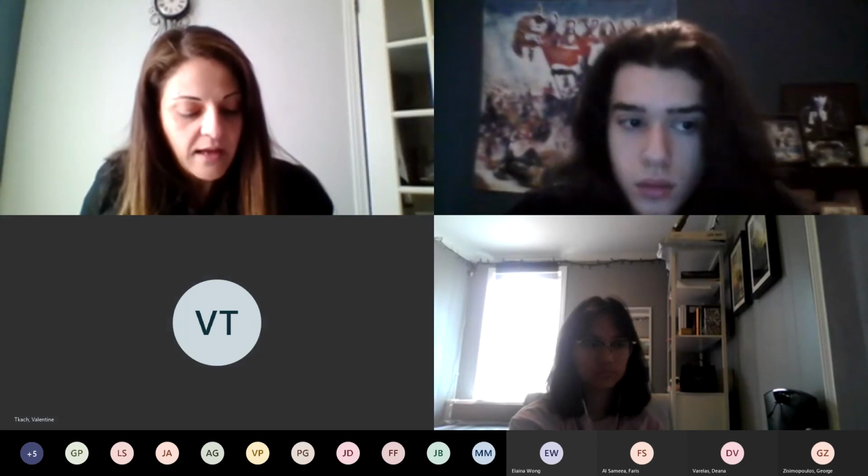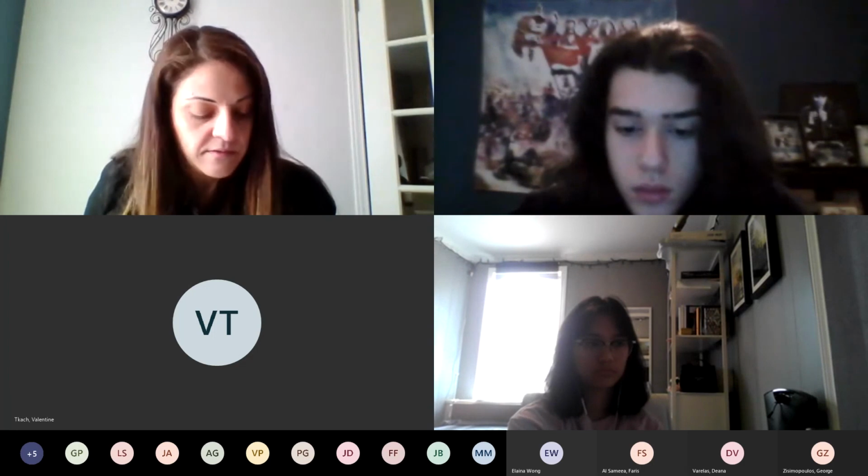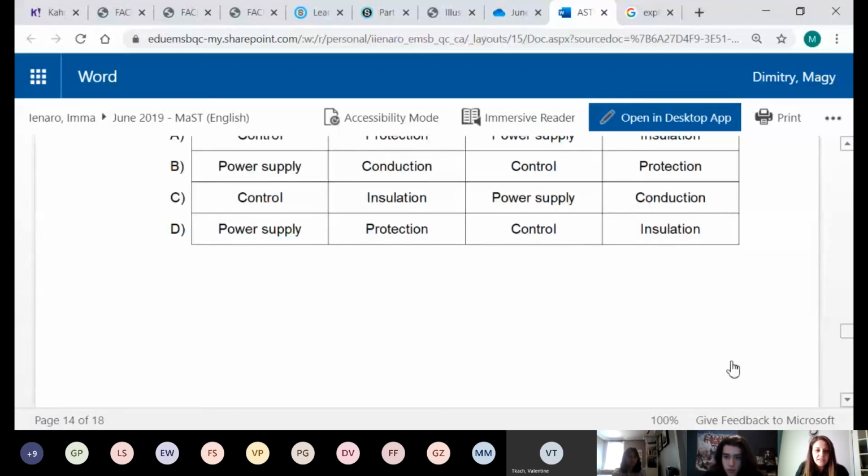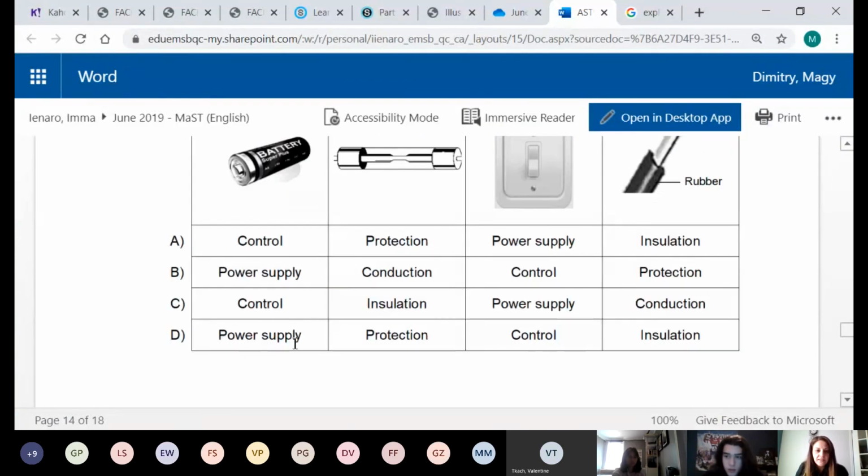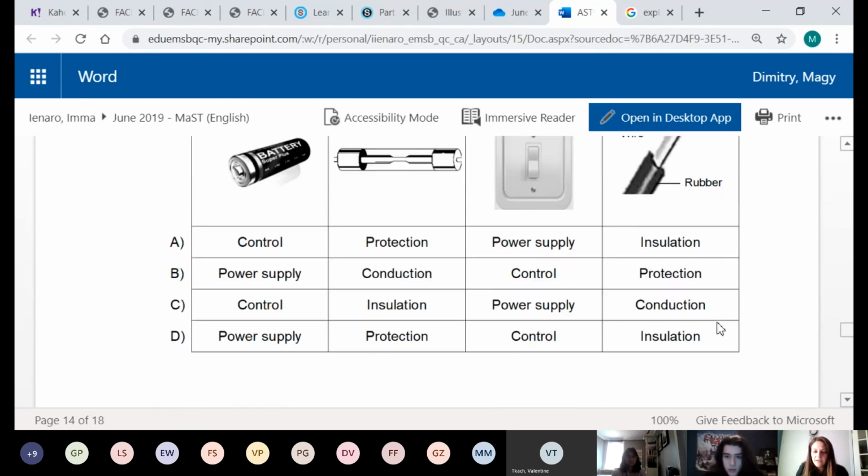Good. Any other questions about the electric stuff? They're pretty simple. Going back to the question, a lot of you answered D. That is the answer. And I like that no one got stuck on this. Rubber wire is an insulation, not a protection.